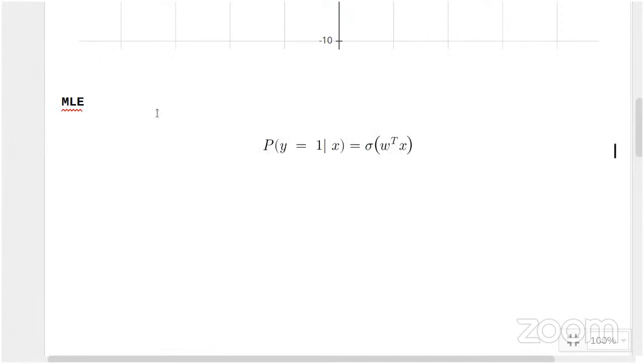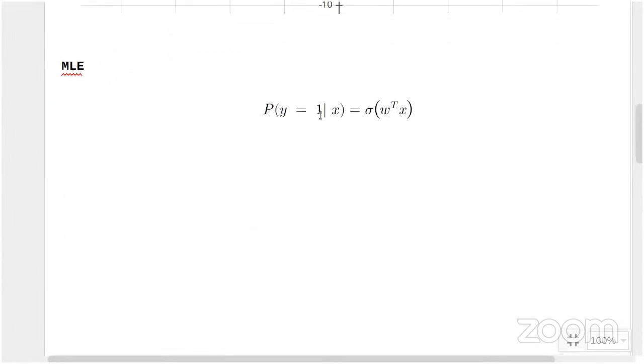So this is what we have, right? This is the probability of seeing label 1 given x, right? So typically you have a data set and you want to maximize the likelihood, right? So what weight vector should I choose so that I maximize my likelihood? I can frame it that way. So how do I do that? I do it this way.